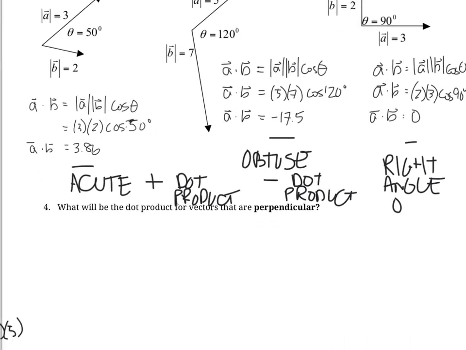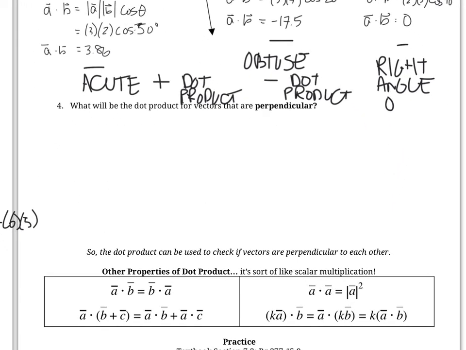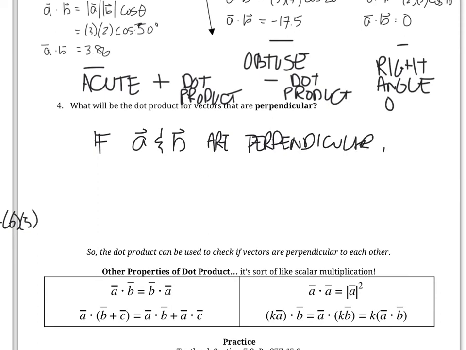And that answers our last question down here, which is what will be the dot product for vectors that are perpendicular? Where perpendicular is another way of saying at right angles to each other. So basically, if A and B are perpendicular, then A dot B is going to be 0, because cosine of 90 degrees is 0. So this is a very useful quick check to check if two vectors are perpendicular to each other.